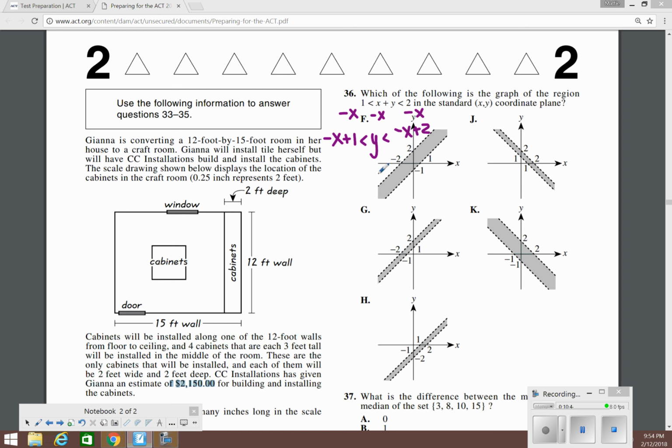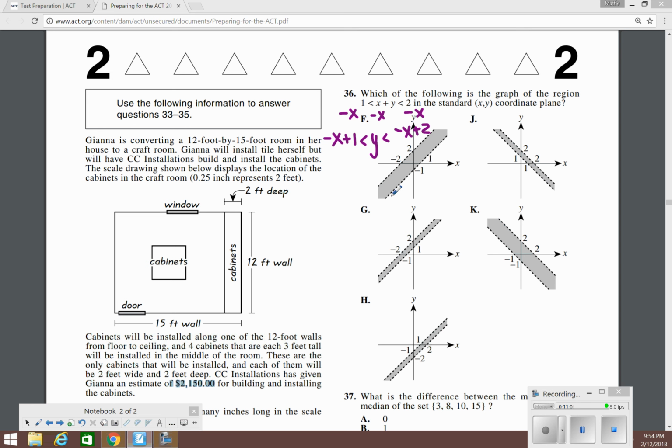And so what I'm saying is I want the section in the middle to be shaded. And these are going to be the two equations or graphs of the equations that I want. One of them is a y-intercept of 1 and a slope of negative 1. The other one is a y-intercept of 2 and a slope of negative 1. So I know that they should both have negative slopes.